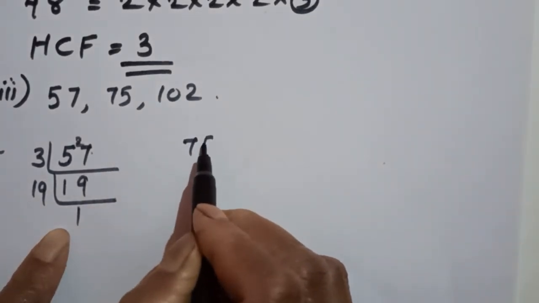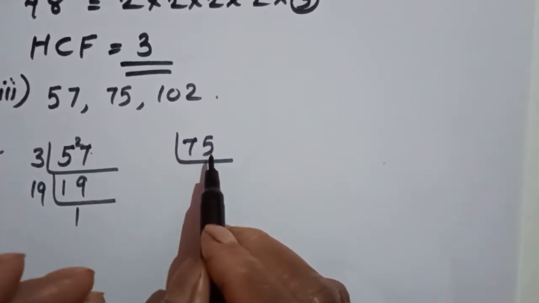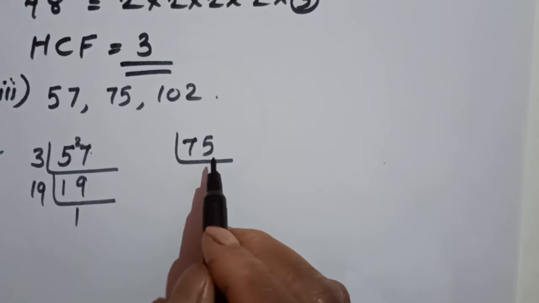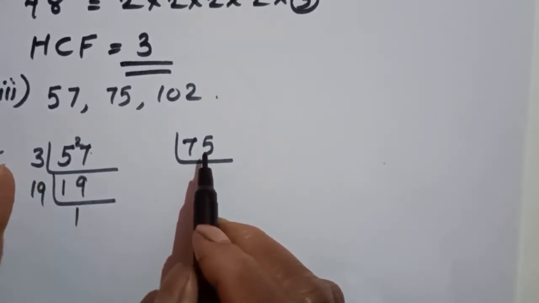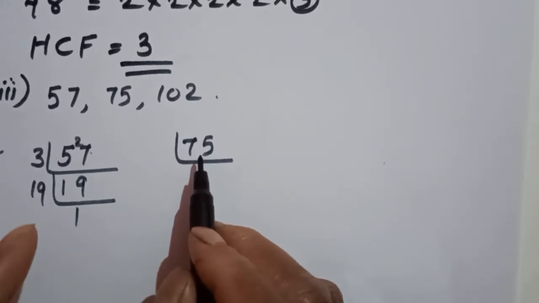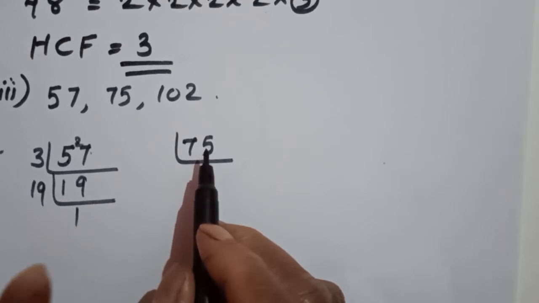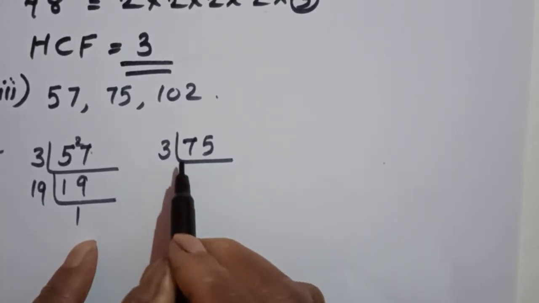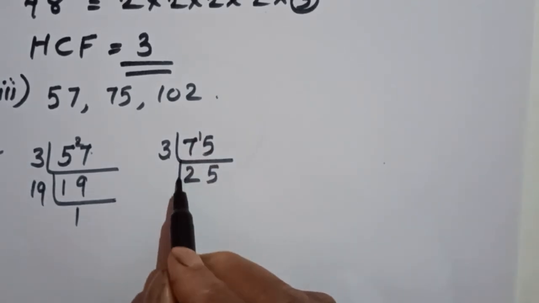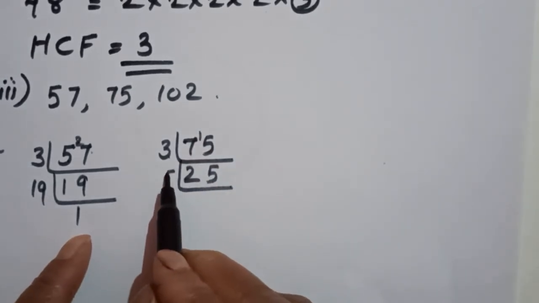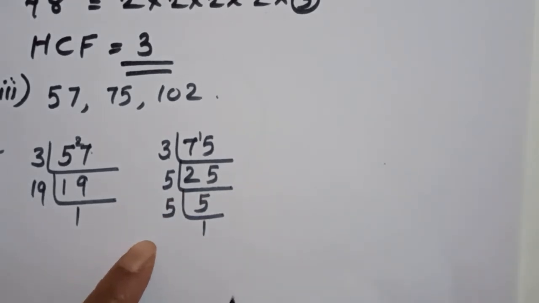Now 75, it's clearly seen that it's divisible by 5, but before that we have to check for 2 and 3. It is not divisible by 2 because last digit is 5, and check for 3. 7 and 5 together it is 12. So this number is divisible by 3. So I have written here 3, 3 twos are 6 and 1 remains 15, 3 fives are 15. Now this number is only divisible by 5, and 5 fives are 25 and 5 ones are 5.